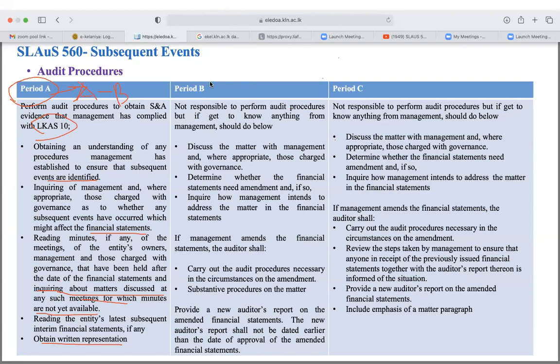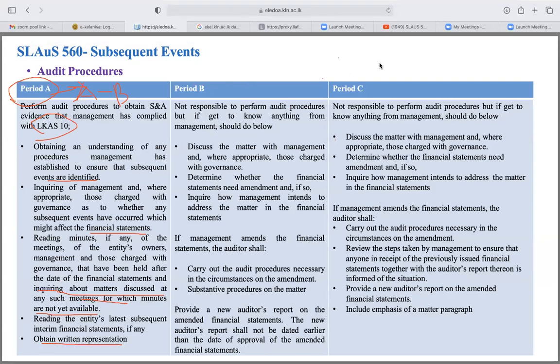That means yes. Audit report date and financial statement issuing date. Yes, very good. So the period B is the period between the audit report date and the financial statement issuing date.